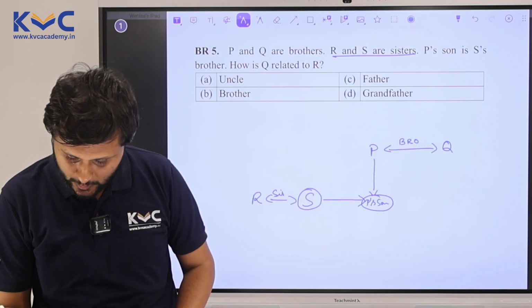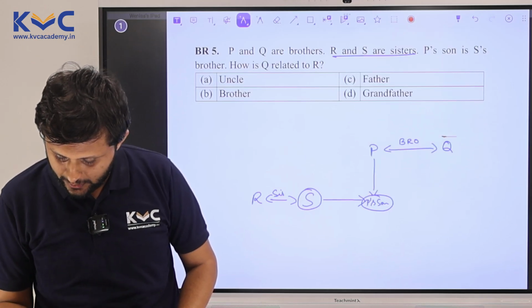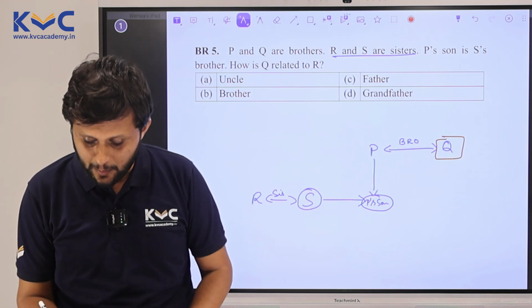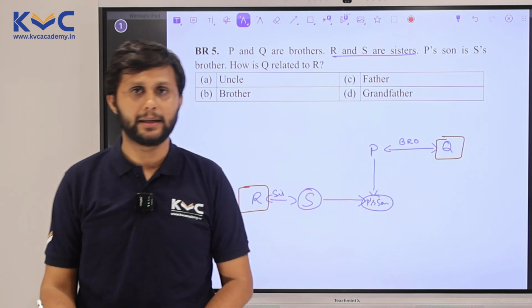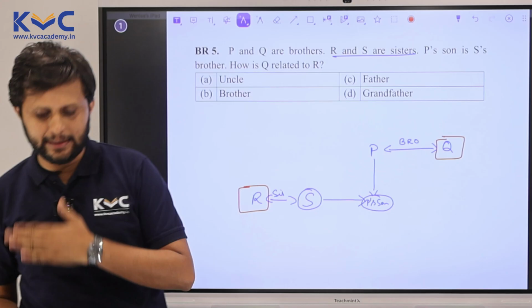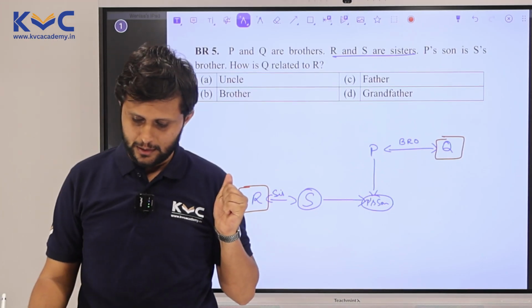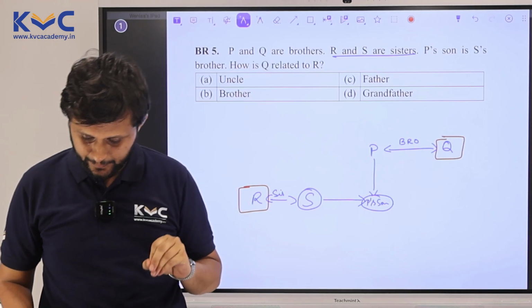Q, where is Q? Q is over here. From whose point of view do we have to see? From R's point of view. Correct? Now, is it in the same generation? No. So option B is ruled out.